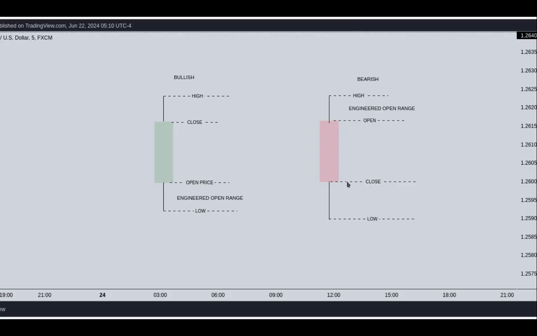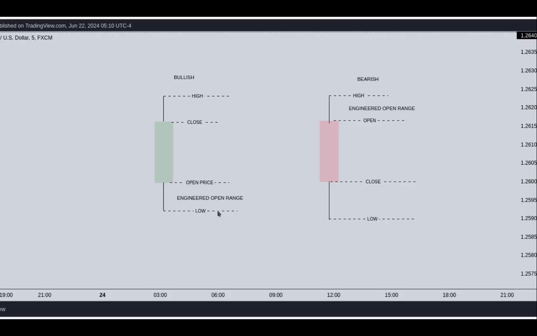I will show you how we do that in the next episodes. So if you understand this concept, you will find profitability in your trading. Everything you seek is within this: the engineered open range, the bullish engineered open range, and the bearish engineered open range. So price is engineered to this high and price is engineered to this low.